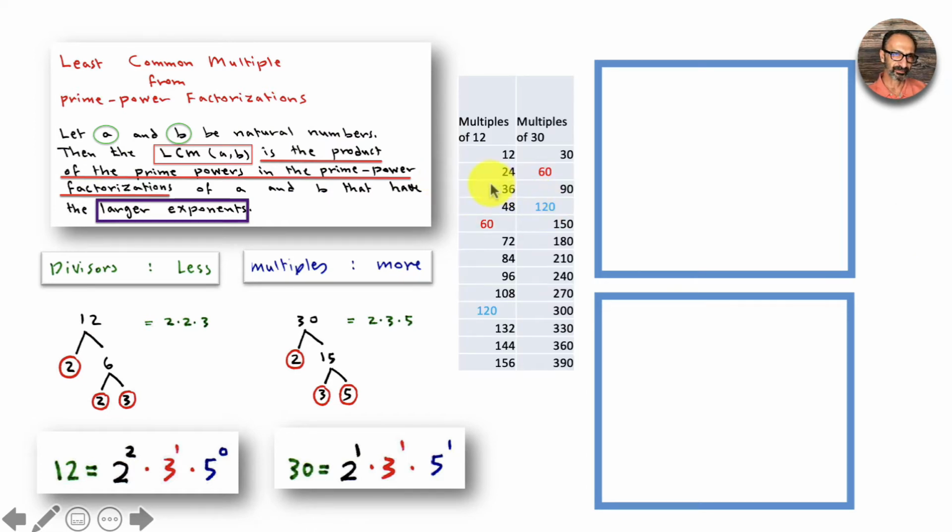Here's an Excel. Multiples of 12 will be 12, 24, 36, 48, 60, 72, and the rest continues. Multiples of 30. I'm not going to read them. You could see them. But look at 60. I used color here to show you that it's a common multiple. And I used a different color to show you that 120 is a common multiple. But we want the least common multiple. So 60 is the answer.